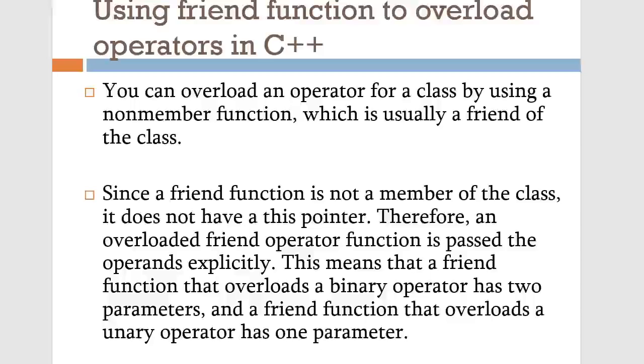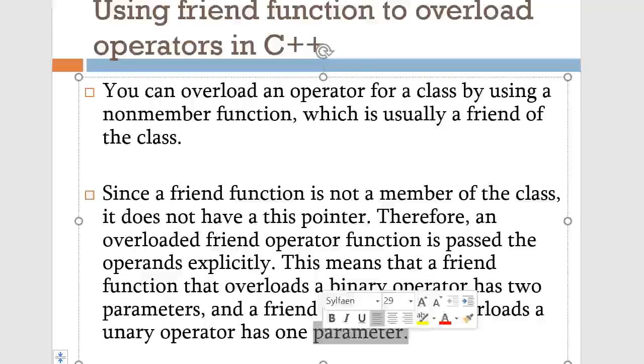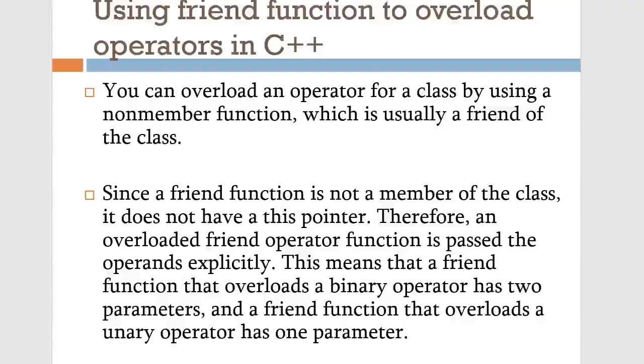So as we discussed just now, this means that a friend function that overloads a binary operator has two parameters, and a friend function that overloads a unary operator has one parameter. We saw in case of binary operators like plus, two parameters are required, and in case of a friend function that overloads a unary operator, it requires one parameter. In case of normal member operator functions, there was no parameter required for the unary operators. But in case of a friend function that overloads the unary operator, you have to pass one parameter. This is the reason they don't use this pointer.